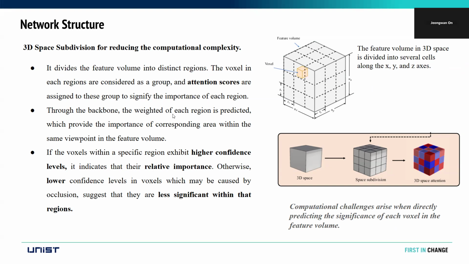And then through the backbone, they get the weight attention of each region to provide the importance of the corresponding area within the same point of view in the feature view. If the voxels within a specific region provide higher confidence levels, it indicates that they are relatively important. Otherwise, lower confidence levels in the voxels, which may be caused by occlusion, suggest that they are less important in the region.